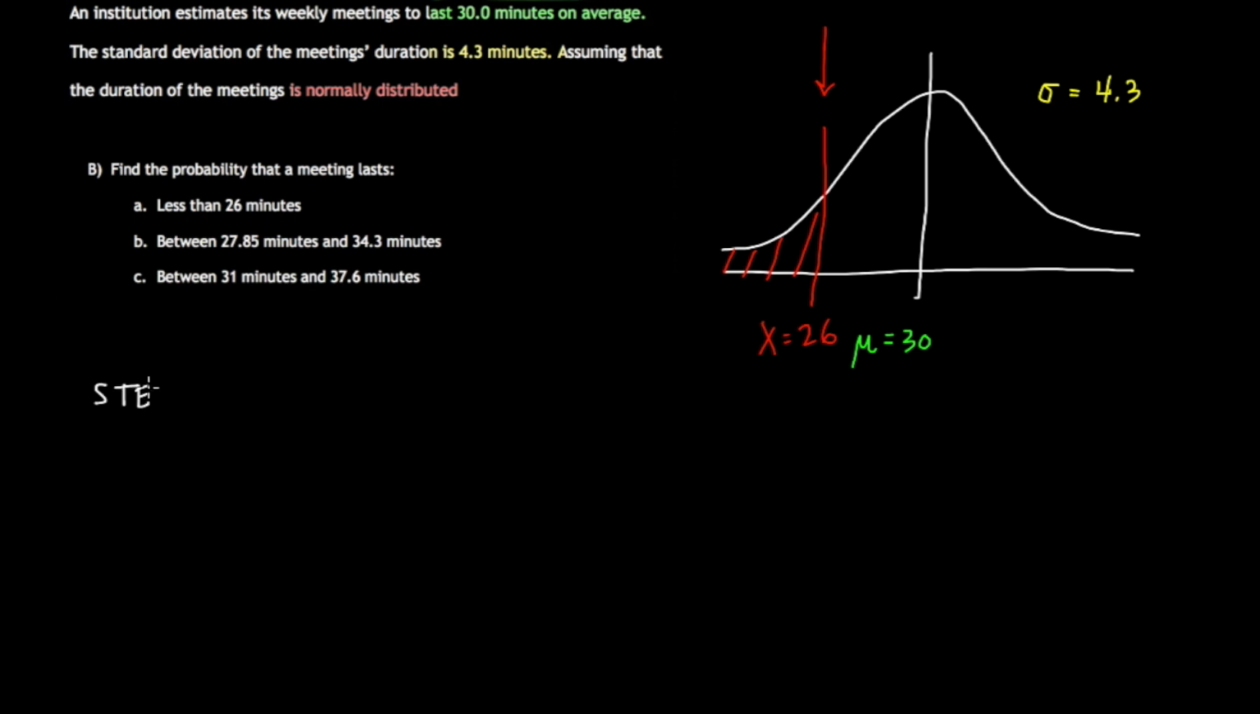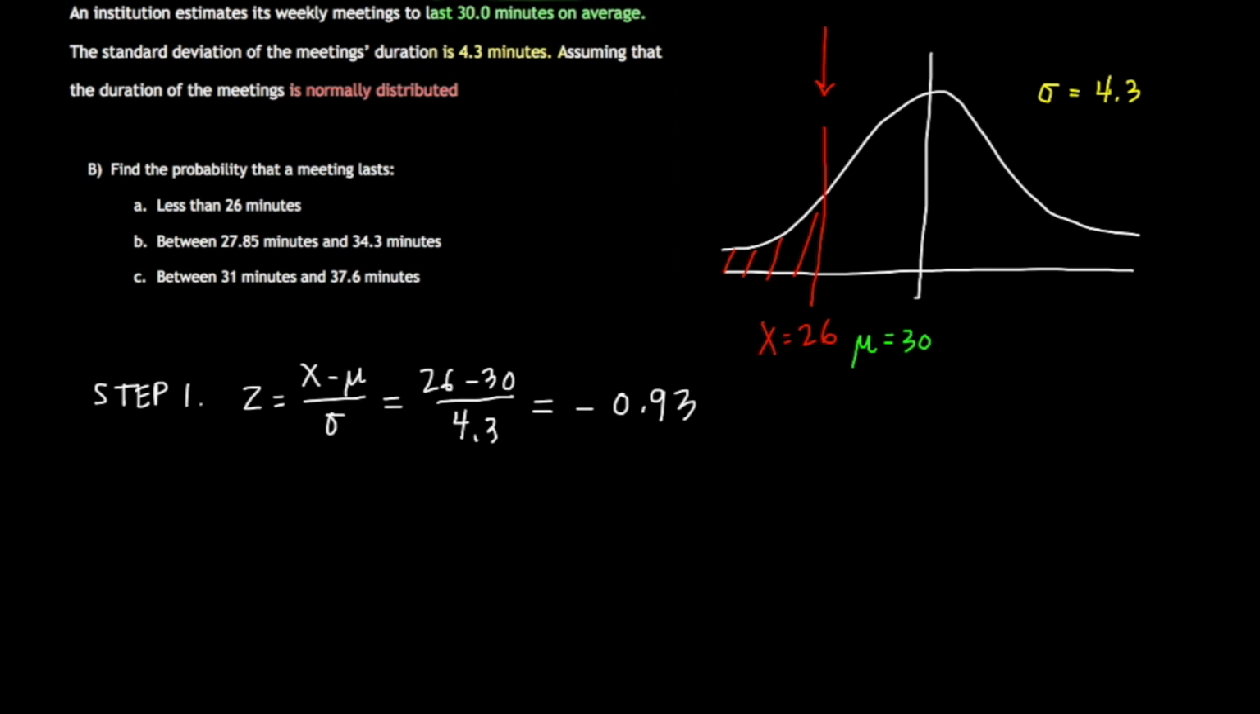let's determine our z-score. So we're already used to doing these. We did 3 of these in part 1. So it's x minus the mean divided by the standard deviation. So it's going to equal 26 minus 30 divided by 4.3. And this is going to give me a z-score of negative 0.93.